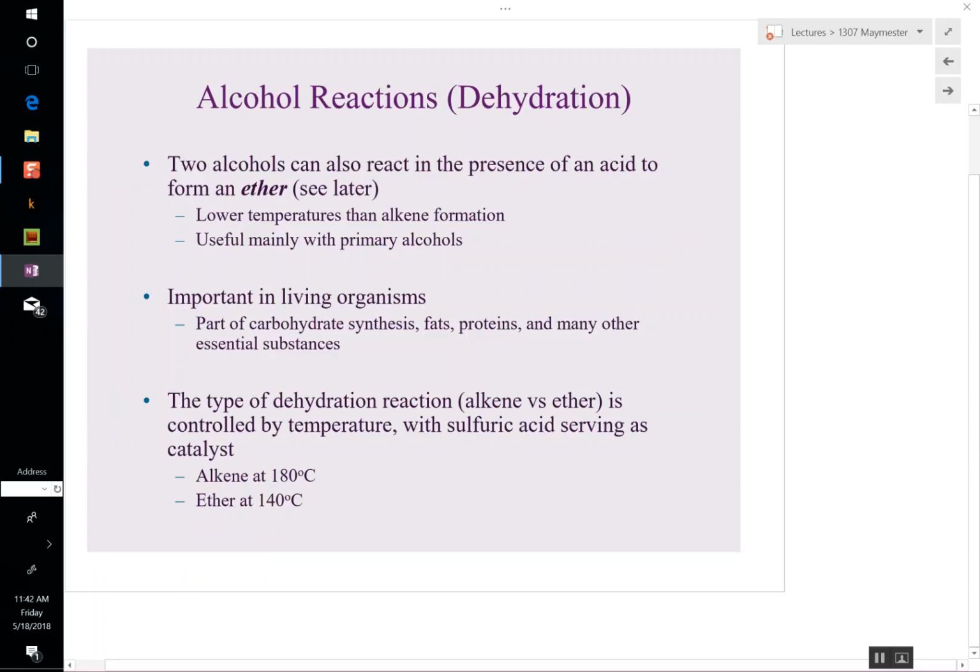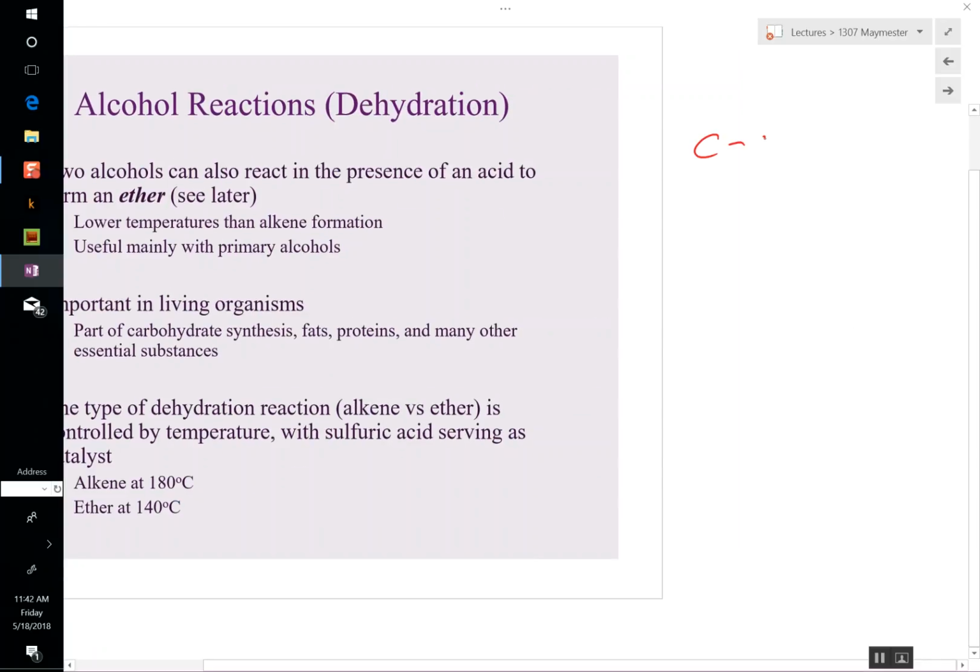Okay, there is another way of dehydrating alcohols, and it will form ethers. So there's 2 ways of dehydrating an alcohol. Intramolecularly, what do I mean by that? You take the water molecule out of one molecule. That's what we just studied. This is what we just learned, the dehydration of an alcohol. You remove that water, and what do you get? You get an alkene.